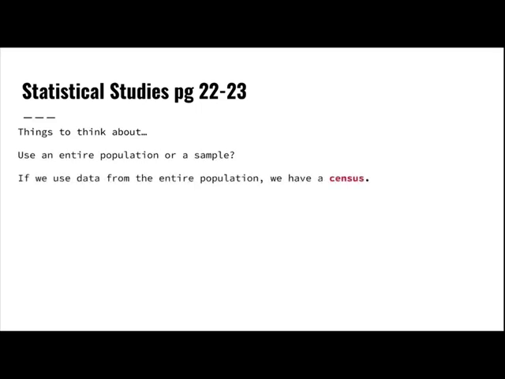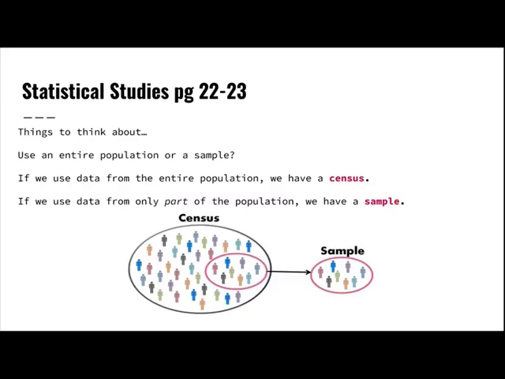If we use data from the entire population, we have something called a census. If we use data from only part of the population, we have a sample. So looking at this picture here, the census is an entire population. And if we only take a portion of the entire population, that would be our sample. Take a second and read pages 23 through 26.